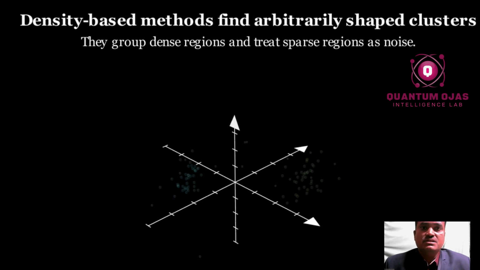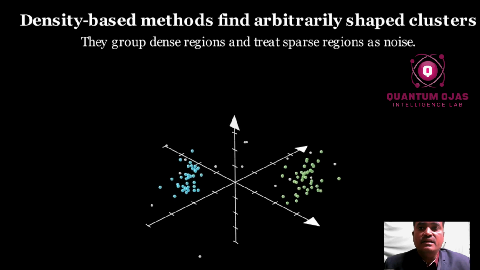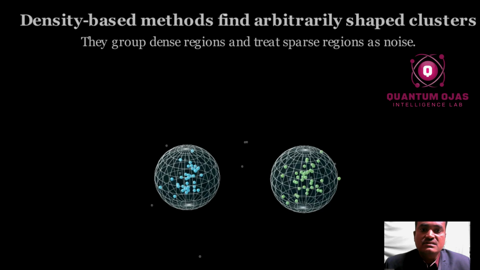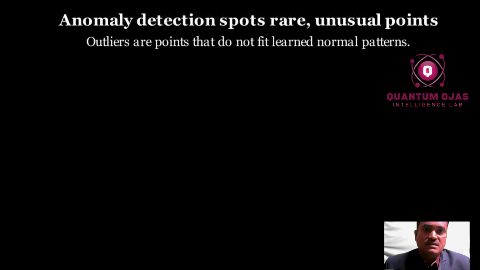Density based methods find arbitrary shaped clusters. They group dense regions and treat sparse regions as noise. So the density based regions and density based clusters we are able to see, especially in unsupervised machine learning.